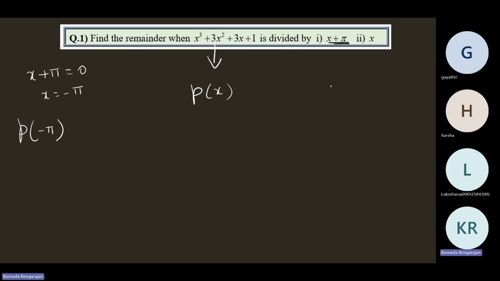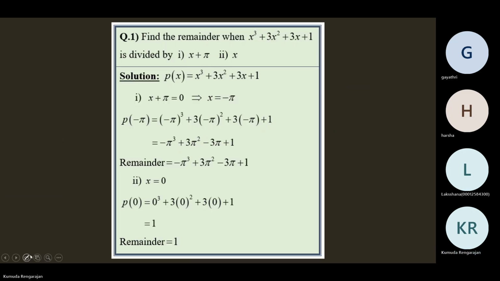And here you have x. X is equal to 0. You must equate whatever is given to 0. So x is equal to 0 means you should find p of 0.